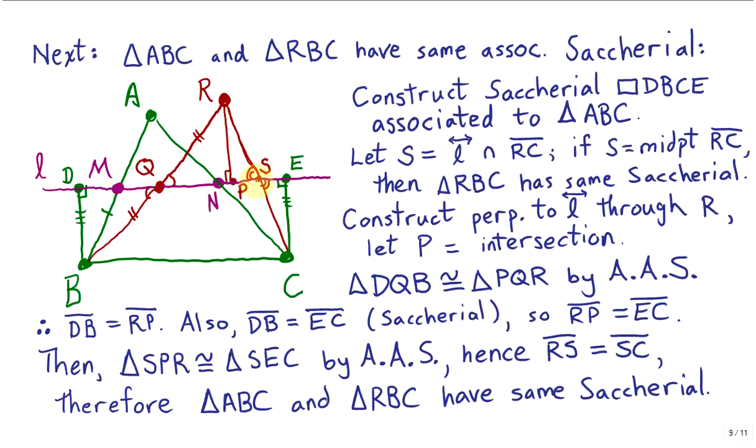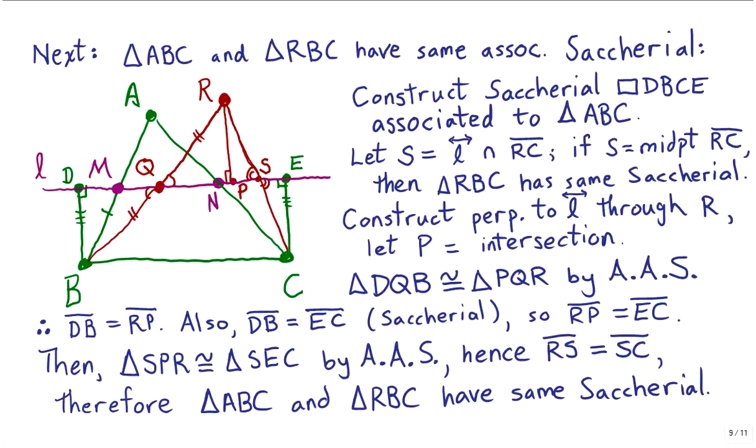SPR and SEC are congruent. They have the vertical angles equal, the right angles, and RP is equal to EC. So once again, corresponding parts are congruent. That means RS is equal to SC. So S is in fact the midpoint of the side RC.